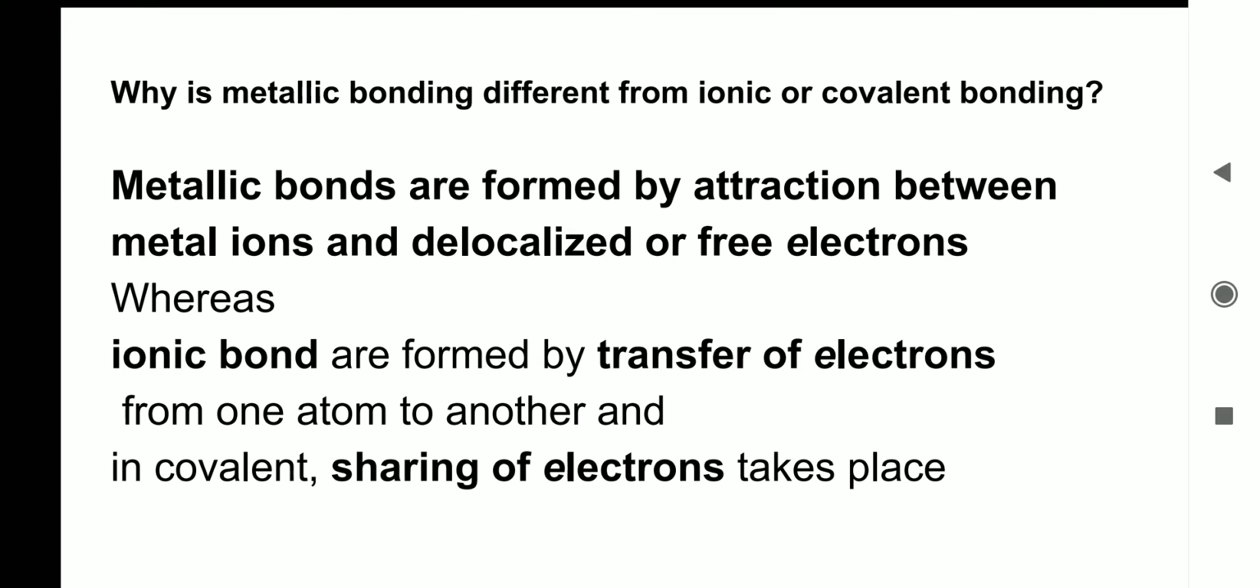Now, why or how is this metallic bonding different from ionic or covalent bonding? Metallic bonds are formed by the attraction between the metal ions and the delocalized free electrons, whereas ionic bonds are formed by the transfer of electrons from one atom to another, leading to the formation of cations and anions, and the electrostatic force of attraction holds them together. In covalent bonds, there is sharing of electrons between the combining atoms.